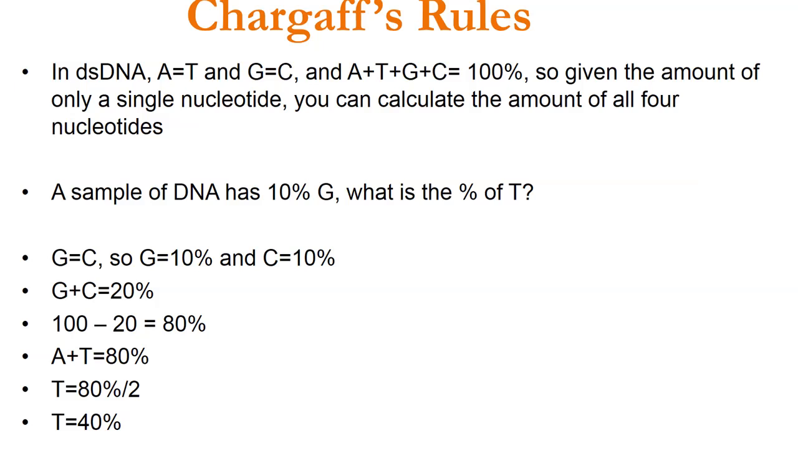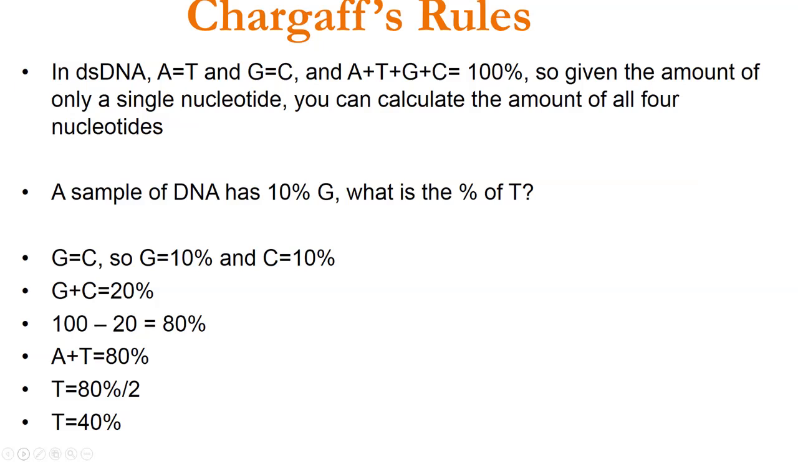So that means there's 80% left. Okay, well, if there's 80% left, then there has to be an equal amount of T and an equal amount of A, then 80 divided by 2 is going to give us the amount of both T and A, which would be 40%. Okay, so that's another thing I might ask you to be able to perform: given a single nucleotide, tell me what the percentage of the others is.